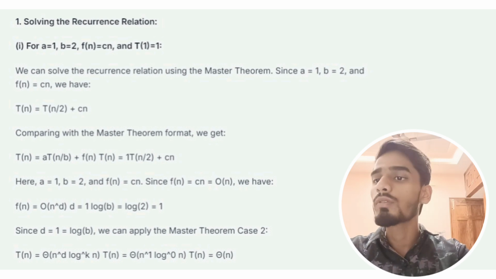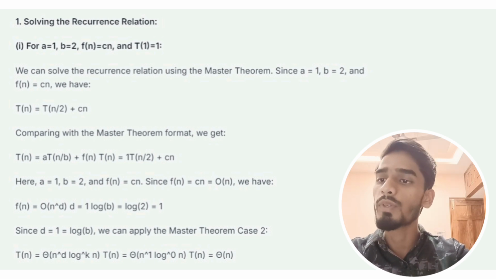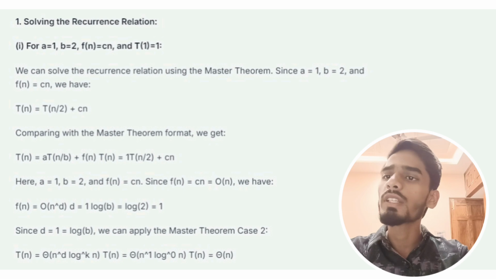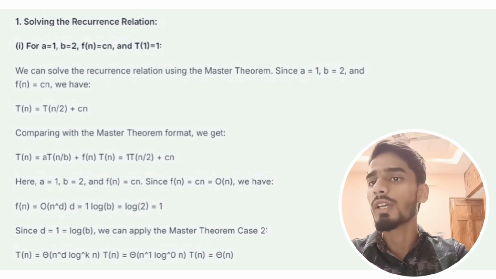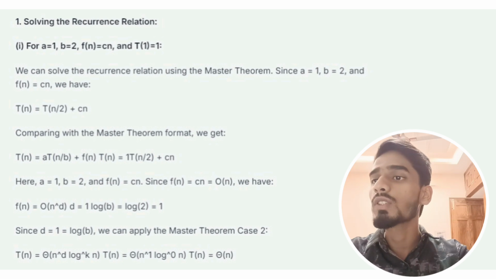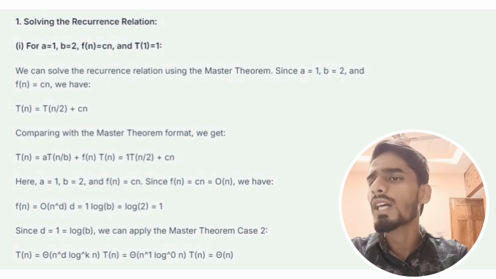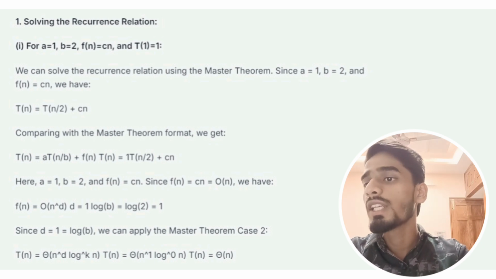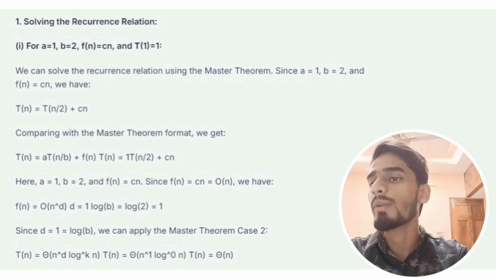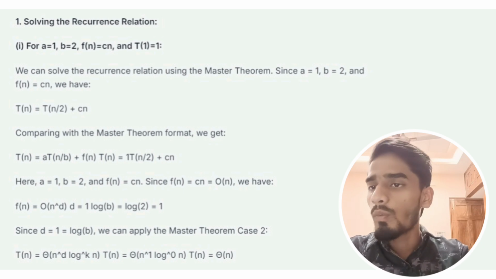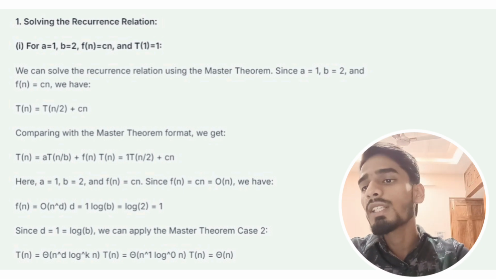Let us first solve the recurrence relation for this first case. We can solve this recurrence relation using the master theorem. Since a = 1, b = 2, and f(n) = cn, we have T(n) = T(n/2) + cn. Comparing with the master theorem format, T(n) = a T(n/b) + f(n), we get T(n) = 1 times T(n/2) + cn.